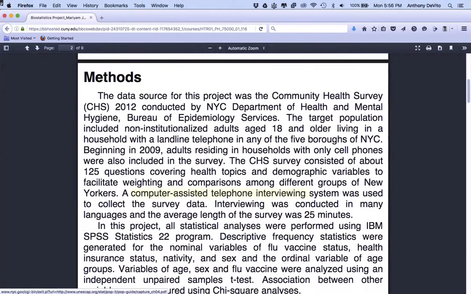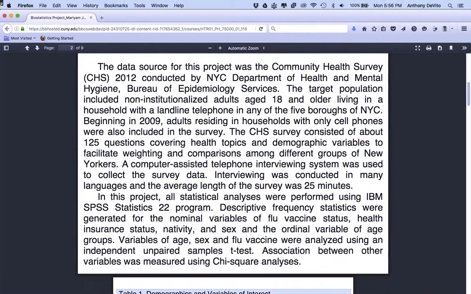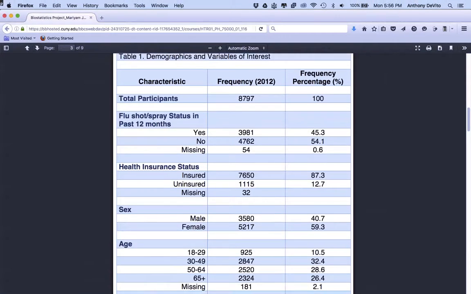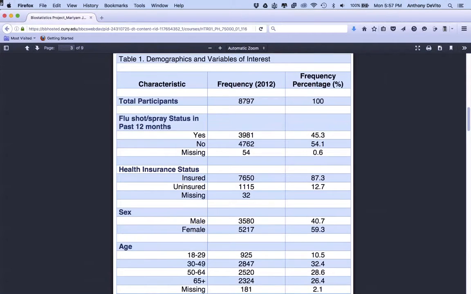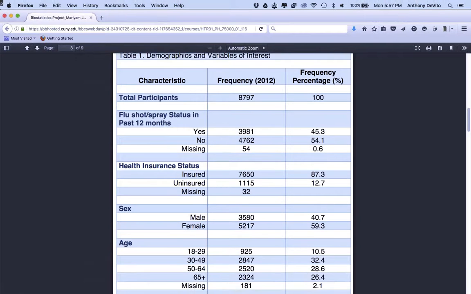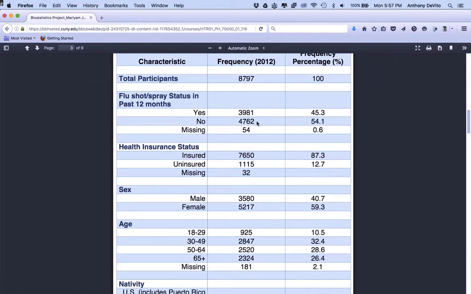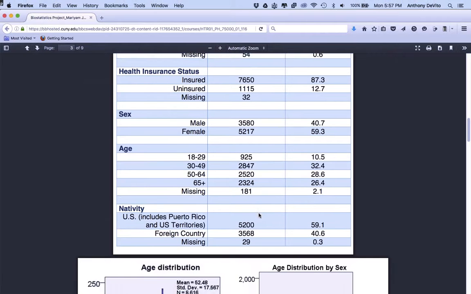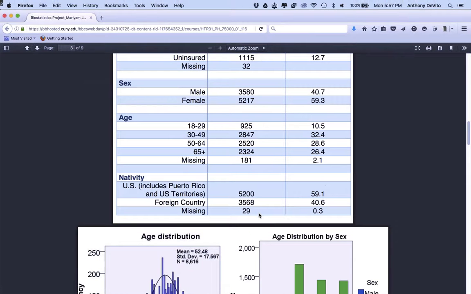And she talked about our methods, where the data came from, how it was collected, so on and so forth. She gave us some descriptive statistics. She calls it demographics, right? But same thing, descriptive statistics. It gives us a basic idea of how many people took part in this study, how many of them were male, how many of them were female, what age ranges they were in, and this all came from.